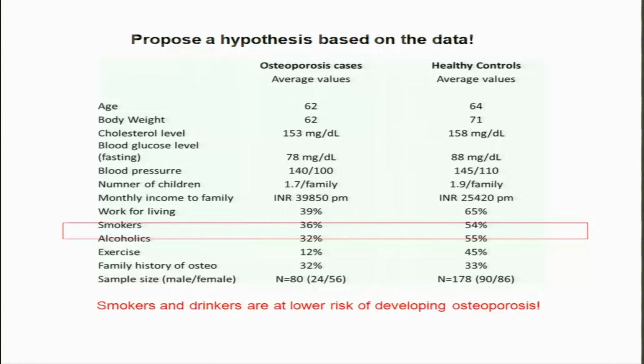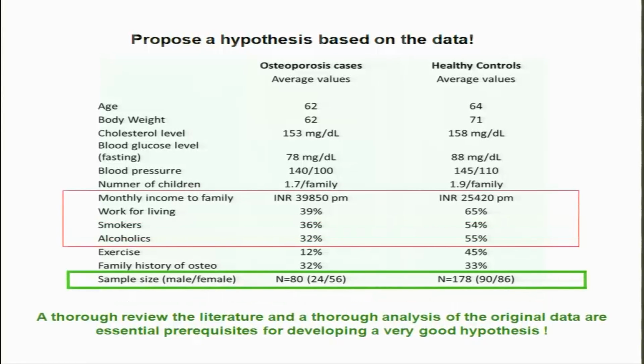The third one, again you look at the smokers and alcoholics, the percentage is very high in healthy control as compared to osteoporosis. That means smokers, drinkers are at lower risk. In other words, you smoke and drink, probably your risk of developing osteoporosis goes down. Now the data suggests that, but you have to critically evaluate the data, because these are raw data, they themselves don't say anything, but you have to analyze.